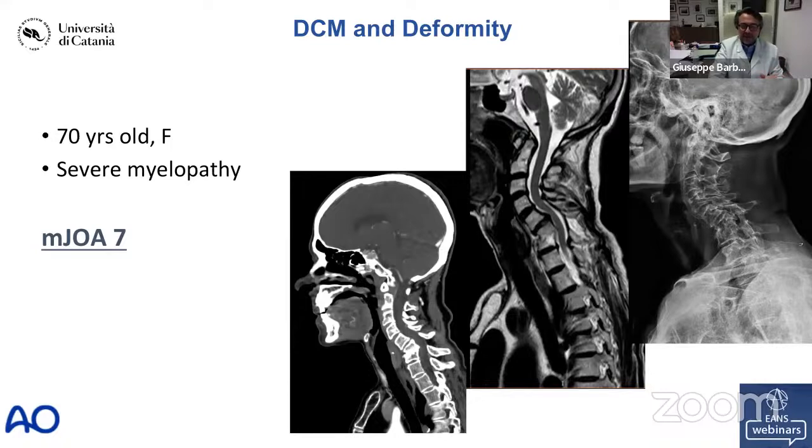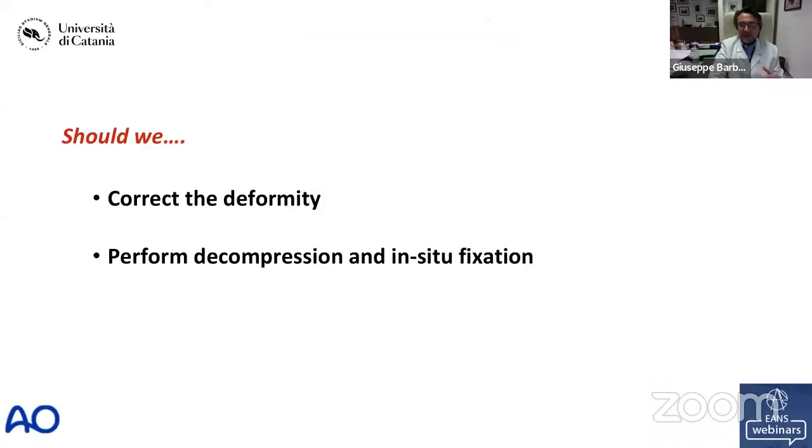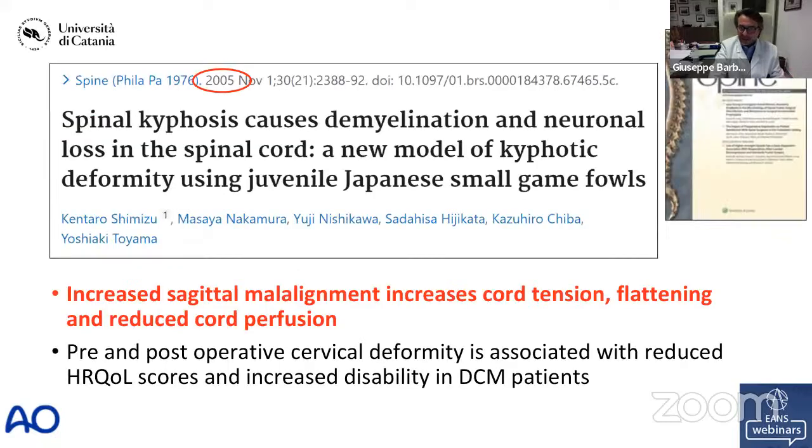Look at these patients, MJO, a 70-year-old lady with severe myelopathy. Then the question for us is, should we correct the deformity, or should we only perform decompression and maybe just an in situ fixation? Well, there is evidence in the literature from many years ago that increased sagittal malalignment increases cord tension, flattening, and reduced cord perfusion. So we have to be very careful.